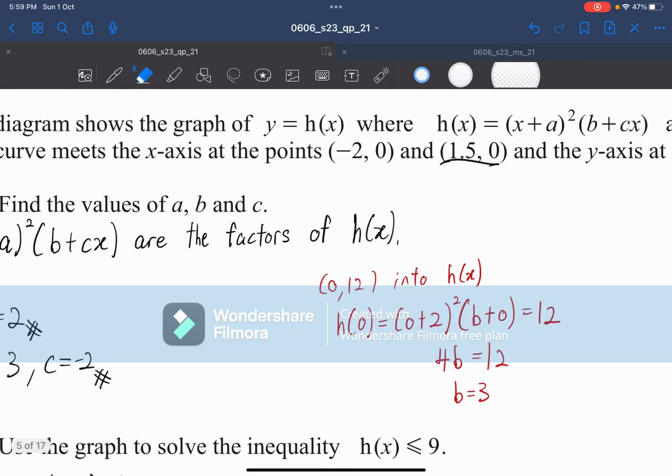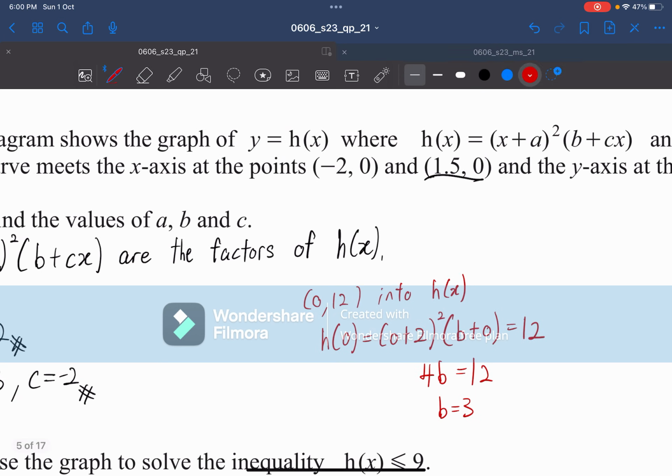So from here, you can determine that b equals 3. So you can confirm that c has to be negative 2 in order for the factor to be 1.5. And that's how you figure it out.